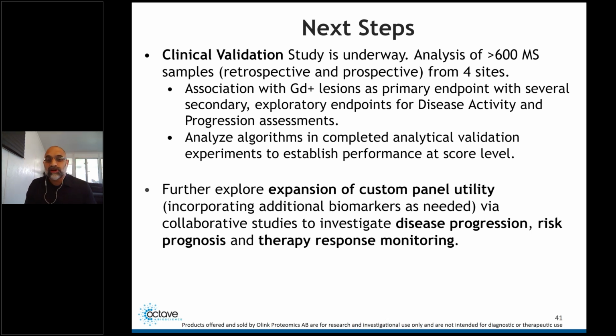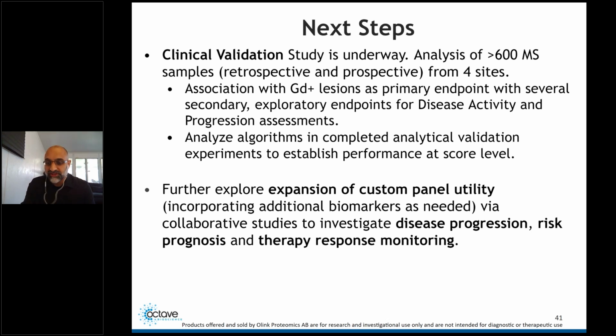We're going to further explore expansion of the custom panel's utility as well via collaborative studies, so we can further investigate disease progression, risk prognosis, and therapy response monitoring. And as we go through that process, we plan on incorporating additional biomarkers as needed. We believe that the custom assay panel gives us a good start to investigate additional utilities beyond disease activity, but we certainly see on our roadmap incorporating additional biomarkers, the ability to develop additional custom panels based on unique use cases or unique utilities.